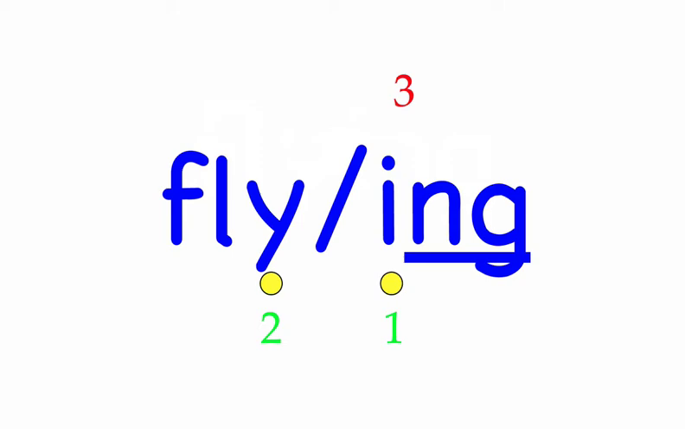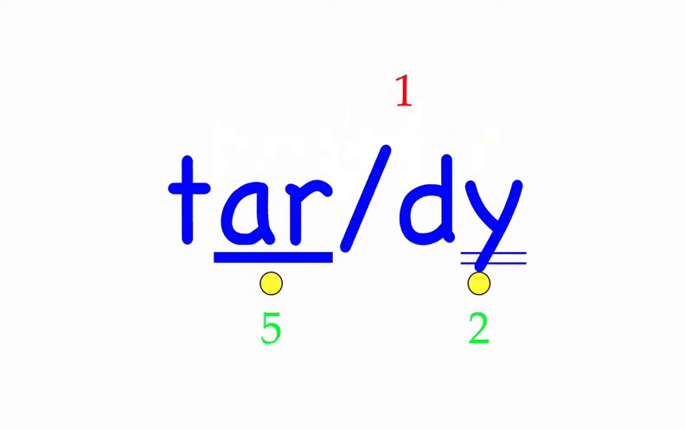Tardy, tardiness. Tardy has two syllables. First syllable, tar, two sounds, T, R. D, two sounds, D, E. Tardy, mark the word.